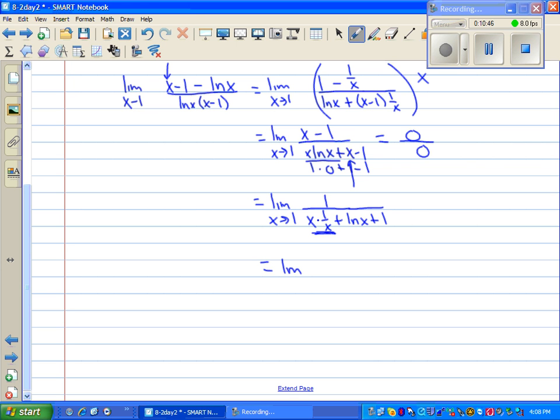Now the two x's are going to cancel each other out here, creating 1 plus 1 is 2. So we have the limit as x approaches 1 of 1 over 2 plus the natural log of x. And if we plug 1 in for the x now, we get 2 plus natural log of 1, and the natural log of 1 is 0, so our final answer is 1/2. And in this case, we had to take the derivative 2 times to get to our answer.